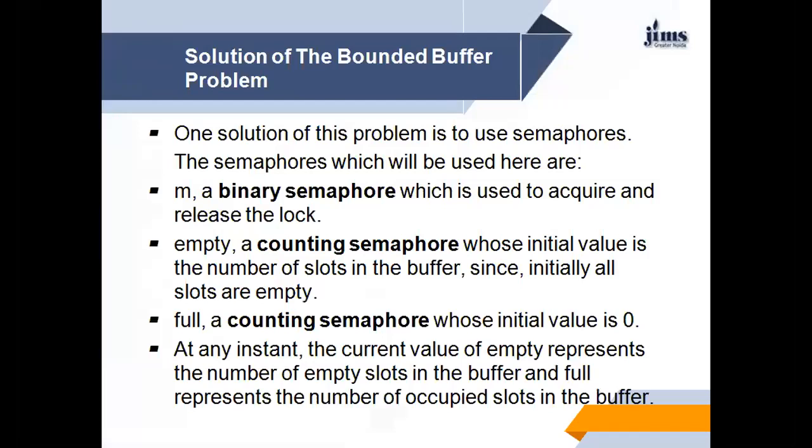One solution to the bounded buffer problem is to use semaphores. The semaphores which will be used here are a binary semaphore M, which is used to acquire and release the lock, and empty, a counting semaphore whose initial value is the number of slots in the buffer, since initially all slots are empty. Then full, a counting semaphore whose initial value is 0. At any instant, the current value of empty represents the number of empty slots in the buffer, and full represents the number of filled slots in the buffer.